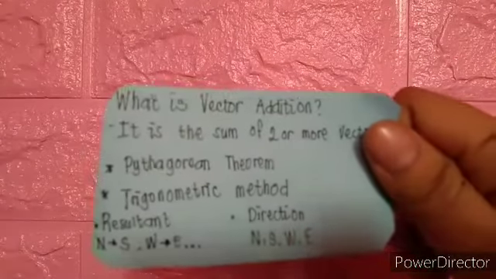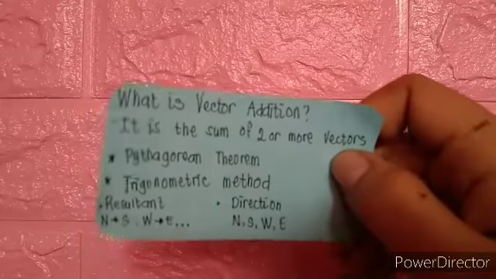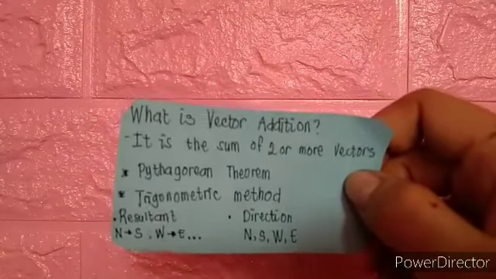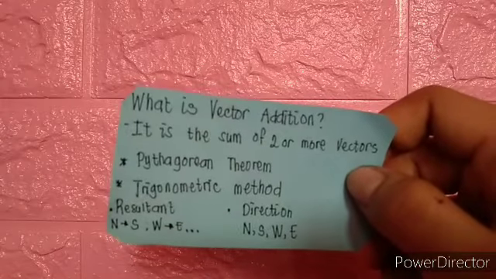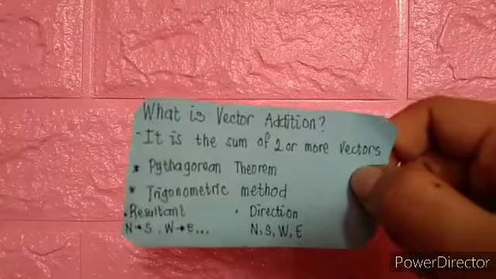We're going to have a tutorial about vector addition. Before anything else, what is vector addition? Vector addition is the sum of two or more vectors, and in order to find the sum of the vectors, we can use two methods, which are the Pythagorean theorem and the trigonometric method.